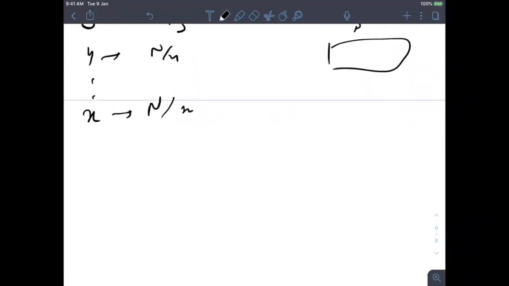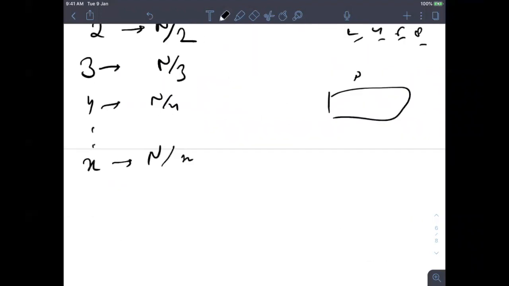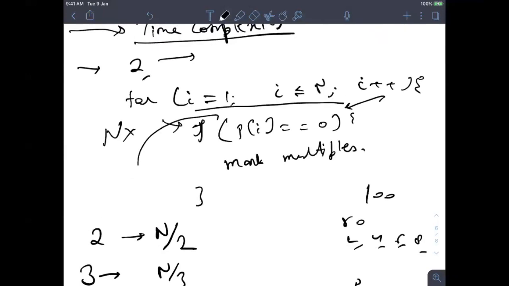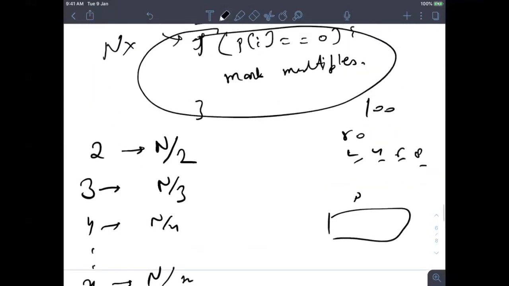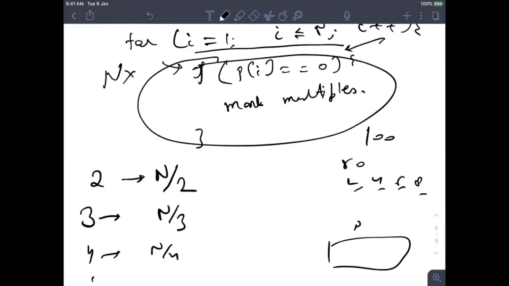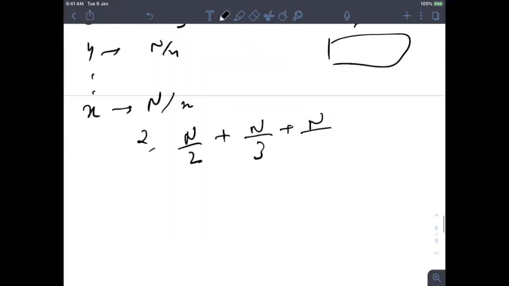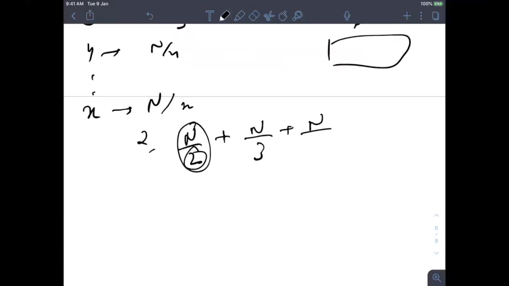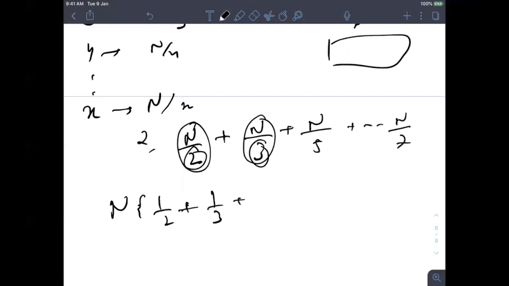Now, one thing we already optimized is that we are running it only for prime numbers. So for 2, the inside loop will run n by 2 times. Then for 3, it will be n by 3. I'm talking about the inside loop, because this inside condition is just marking the multiples. Then for 5 and 7 likewise. I'll just take n common: 1 by 2 plus 1 by 3 plus 1 by 5 plus 1 by 7 till 1 by n.